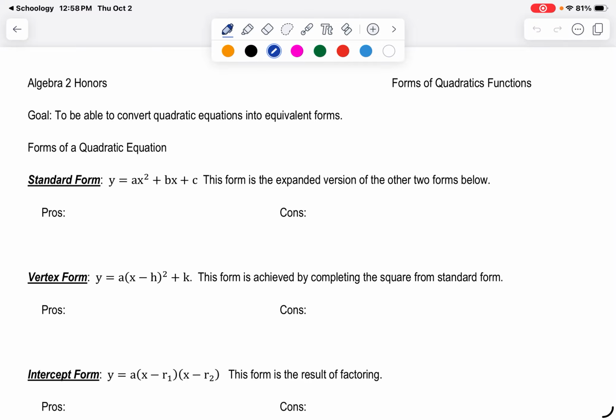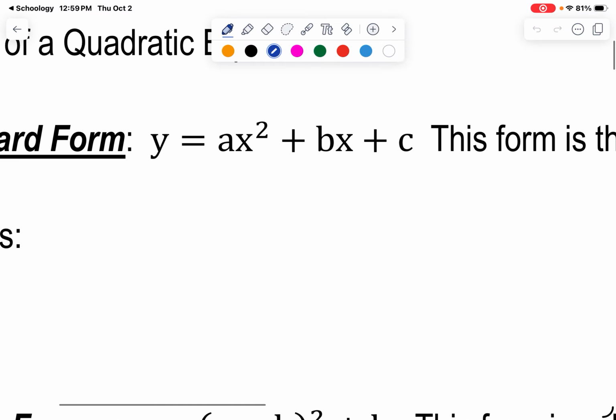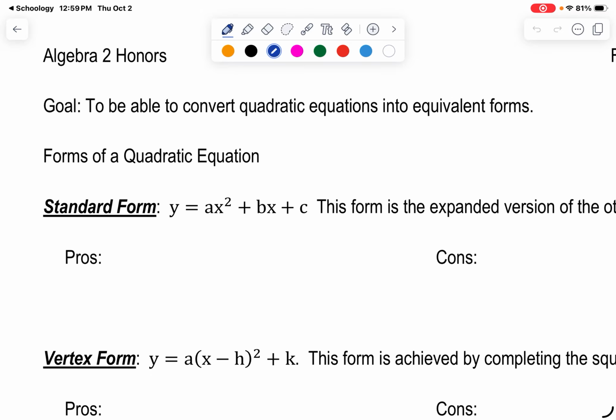The pro of the standard form, when it's in the form y equals ax squared plus bx plus c, also called expanded form, is that you can easily see the y-intercept. So our pro here is that you can easily identify the y-intercept, because if you plug in 0 for x, you get c for y, right? If I plug in 0 here and here, those cancel, you get c for y. So it's just (0, c). So that's the pro of it.